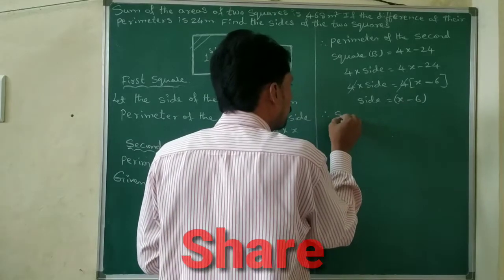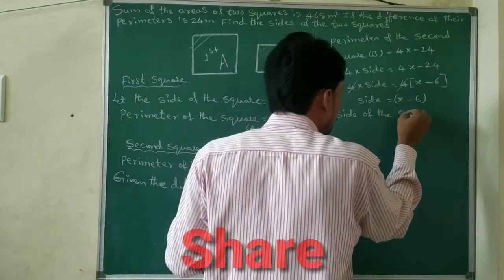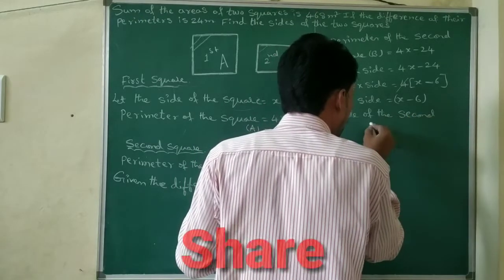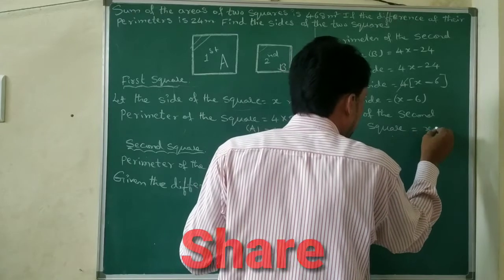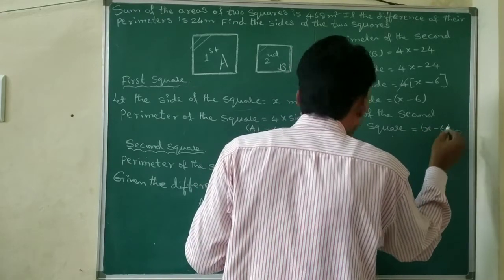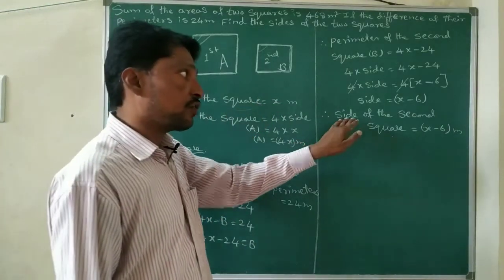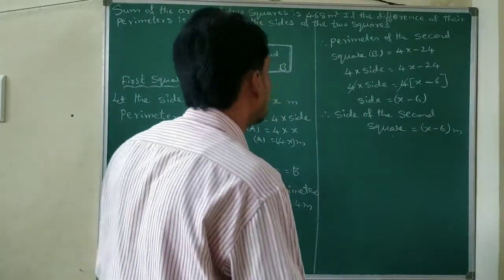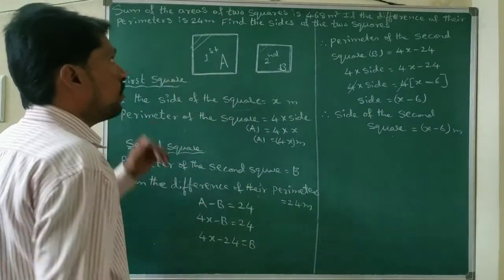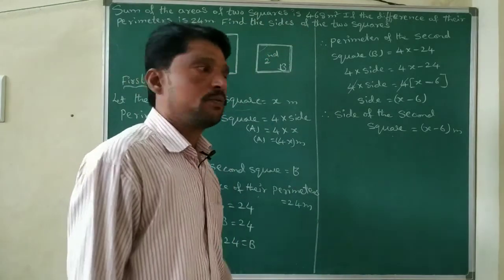Therefore, the side of the second square equals x minus 6 meters. So the side of the first square we took as x, and the side of the second square we got is x minus 6 meters. Here for us it is given that the sum of the areas of two squares is 468 meters square.